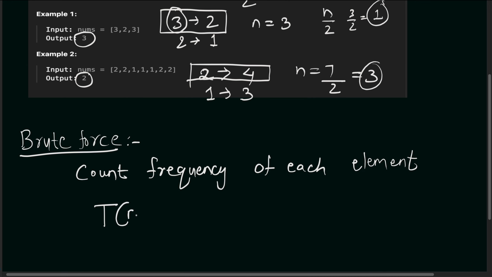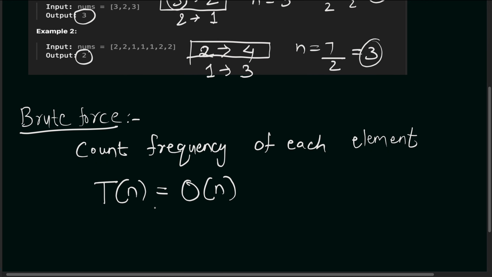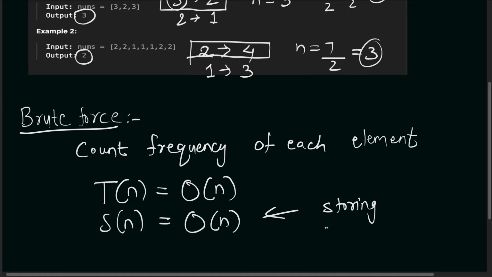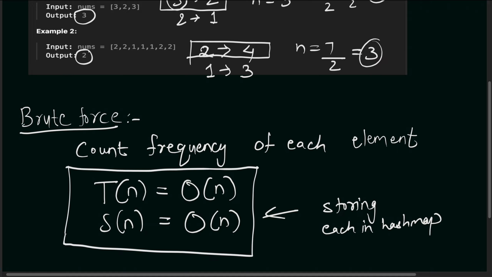Now what is the time complexity of that? The time complexity is order of n, because we are iterating over the entire array. What is the space complexity? The space complexity will also be order of n. Why? Because we are storing each element in the hash map, and if there are n elements, the space complexity will be order of n. So this is the time complexity and space complexity for the brute force approach.